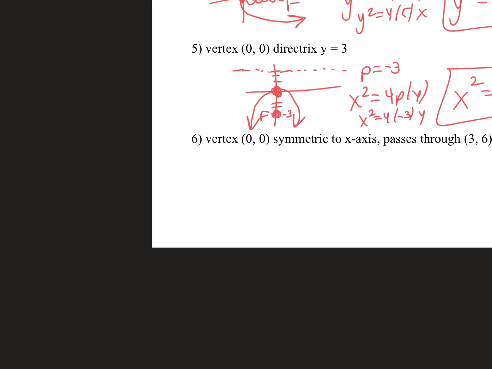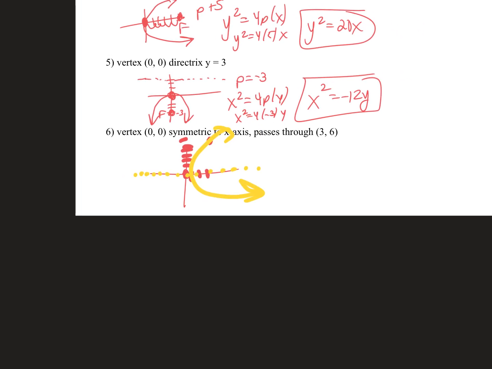All right, last one. Again, let's draw a picture. My vertex is at the origin. I'm not moving left, right, or anything. It's symmetric to the x-axis, meaning the x-axis cuts it in half, and it passes through a point up here. Now, what does that tell me? Since it is symmetric to the x-axis, that means the x-axis, this axis right here, cuts your parabola in half. That means it has to be a sideways facing parabola. It's a right-handed sideways facing parabola. That means it's a positive y squared. That also means that your p-value is positive.